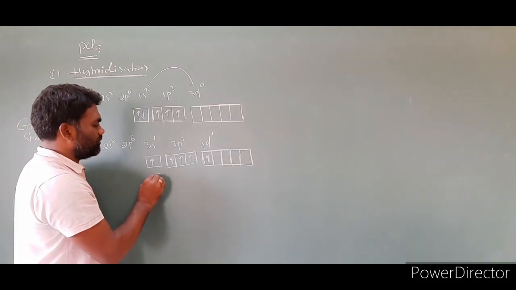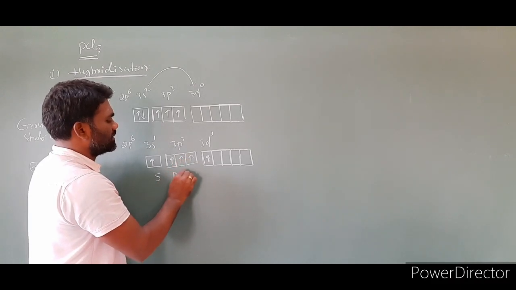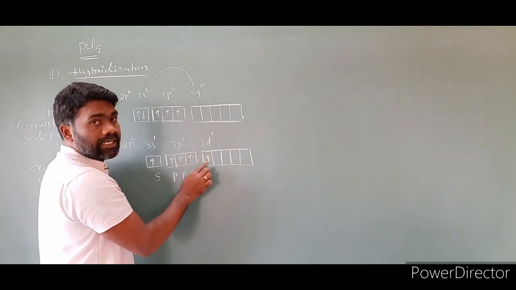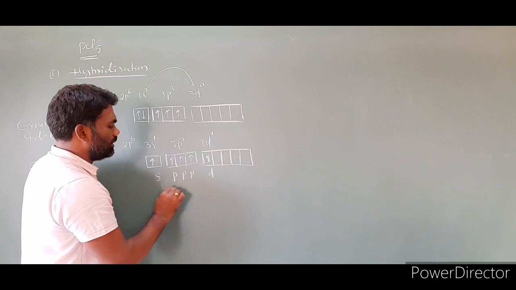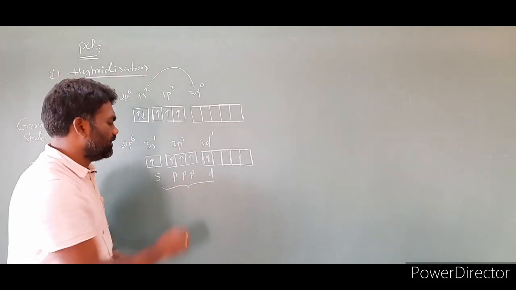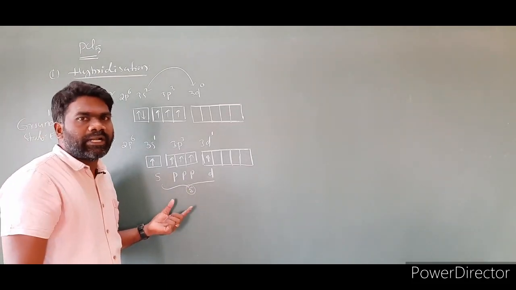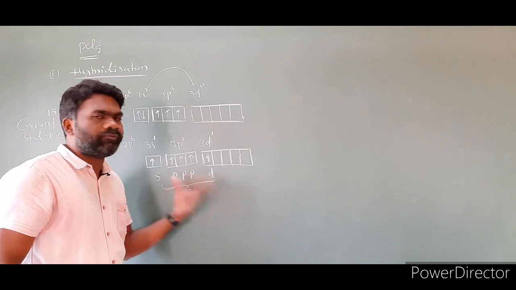Then how many s orbitals? 1 s orbital is there. How many p? 1, 2, 3. 3 p orbitals. How many d with a single electron? 1 d orbital. All these will intermix. How many are intermixing? 1, 2, 3, 4, 5. So these 5 orbitals are intermixing. How many hybrid orbitals will we get? 5 are intermixing, so we get 5 hybrid orbitals.